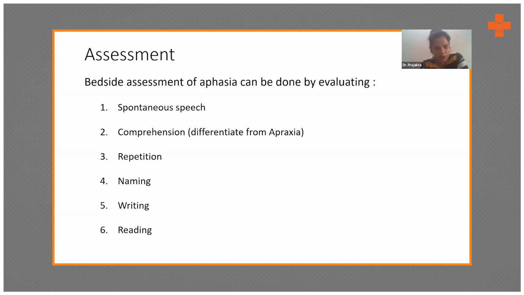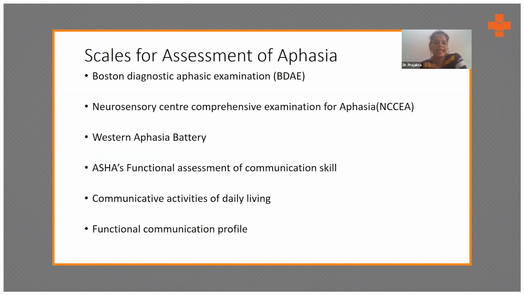Now moving on to scales for assessment of aphasia. These are some scales that I found which are usually used for assessment of aphasia, which are very comprehensive and could be used to keep a check on how the patient is doing.